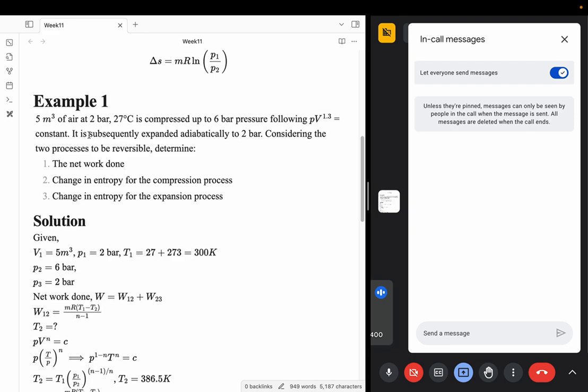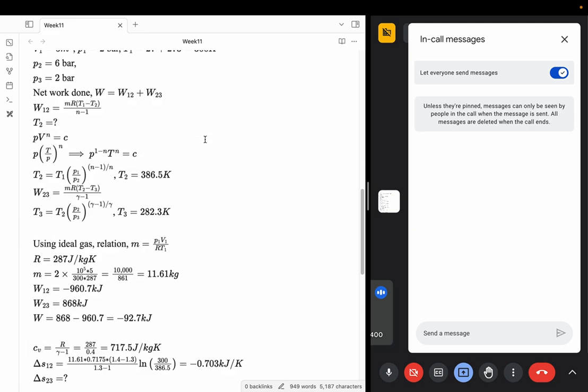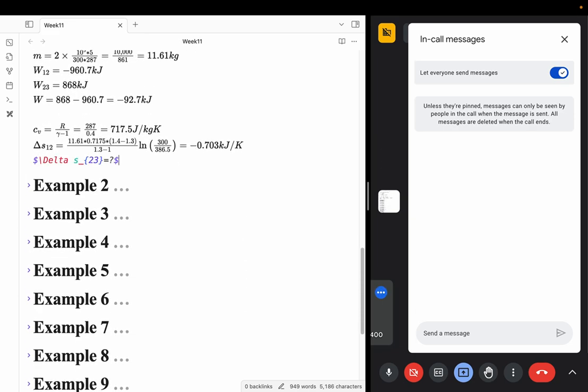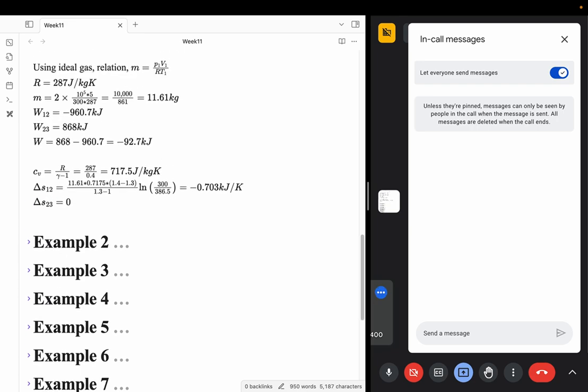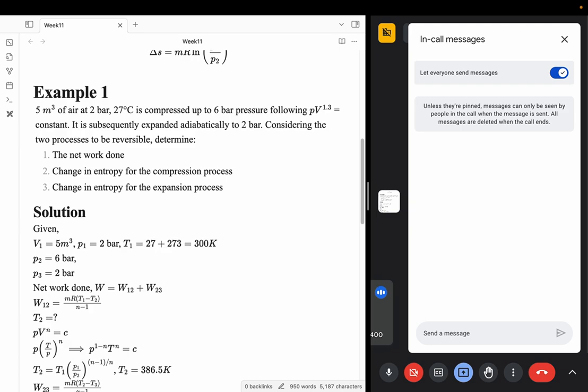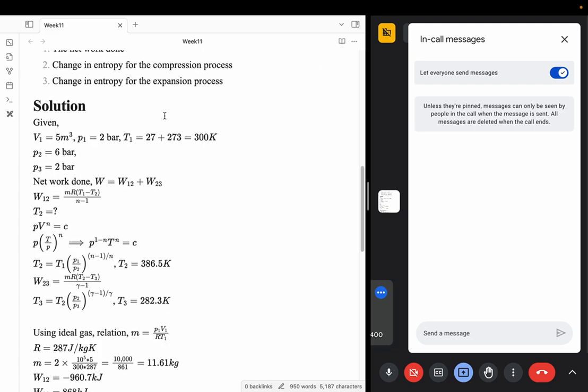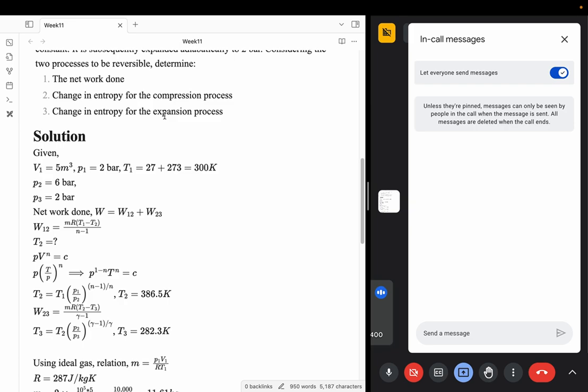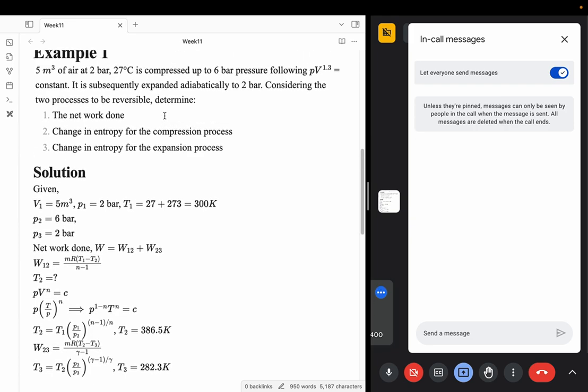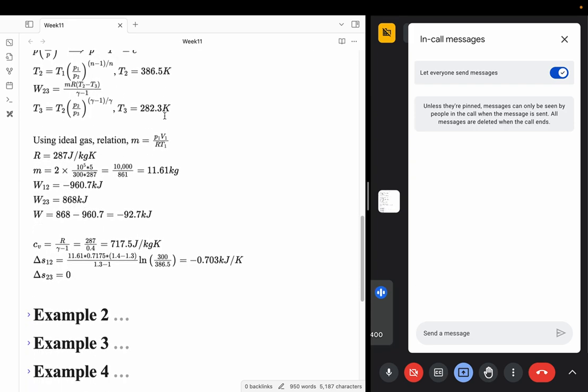Now the second process is straightforward. It is expanded adiabatically. So for an adiabatic process, the heat exchange is zero. So delta S will be zero. Now, if in this particular question the ambient temperature is also given to you, let's say the system temperature is around 27 Celsius and it is rejecting heat to the ambient, and the ambient temperature is, let's say, around 25 Celsius or something, then you should be able to calculate the net change in entropy for the universe. How would you do that?